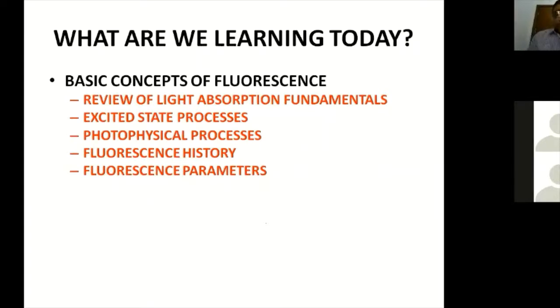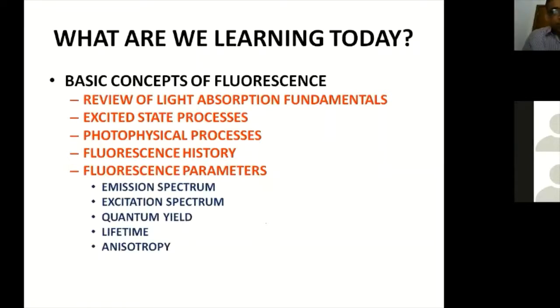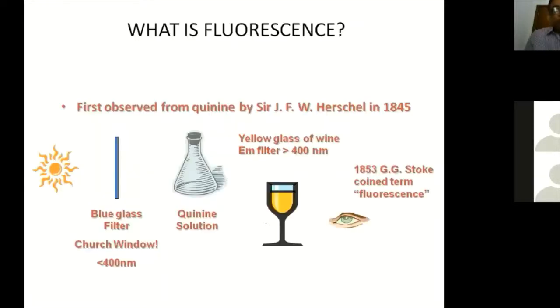So what are the parameters that we are going to discuss? They include the emission spectrum, excitation spectrum, quantum yield, fluorescence lifetime, and the fluorescence anisotropy. These are the parameters we are going to discuss. And as we go into this session, we also should ask a question: what is fluorescence?